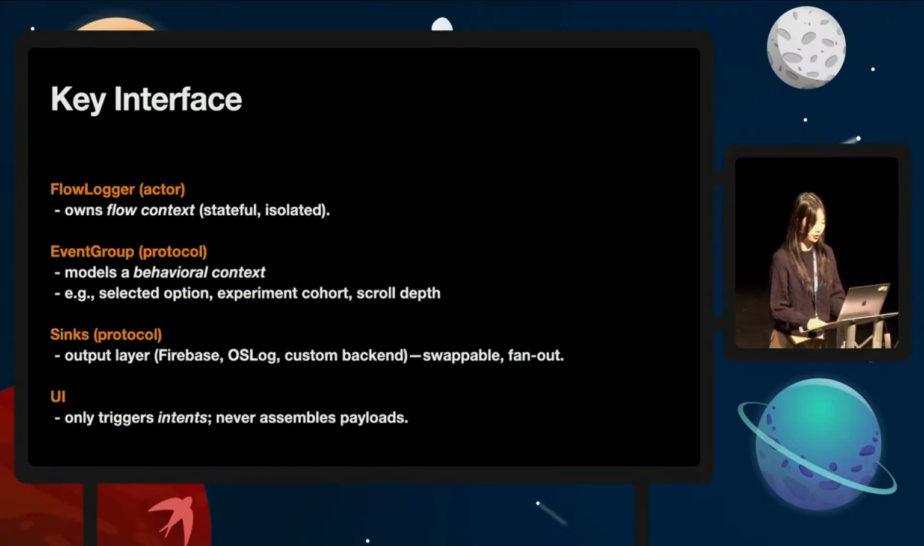We'll have three moving parts. First, a flow logger, which is an actor that owns the flow context. It's responsible for holding state like which option the user chose or what A/B group they're in. And second, event groups, which represent behavior context. These are objects that encapsulate user intent, not UI. And finally, sinks, which are a plugin layer that decide where the log actually goes, maybe Firebase, maybe OS log, maybe your own analytics systems. But the important part here is the UI doesn't assemble any parameters. It just tells an intent, and the logger takes care of the context.